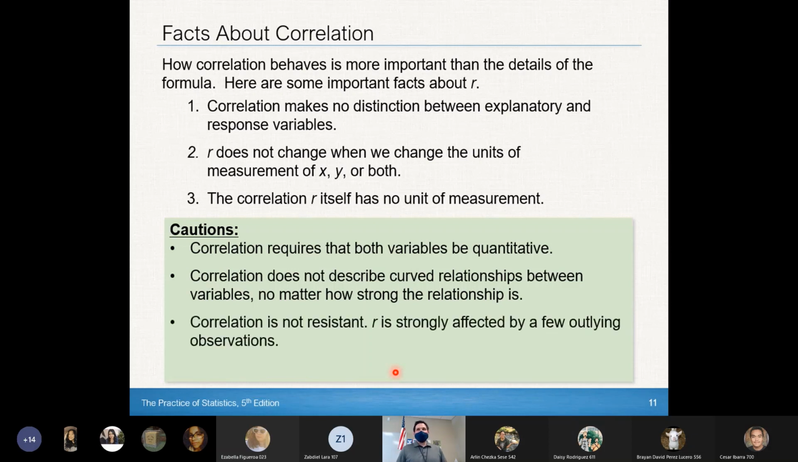Correlation is not resistant. r is strongly affected by a few outlying observations. This is because we use the mean when calculating r, and the mean is not resistant to outliers. Outliers will cause things to go where they're not supposed to go.